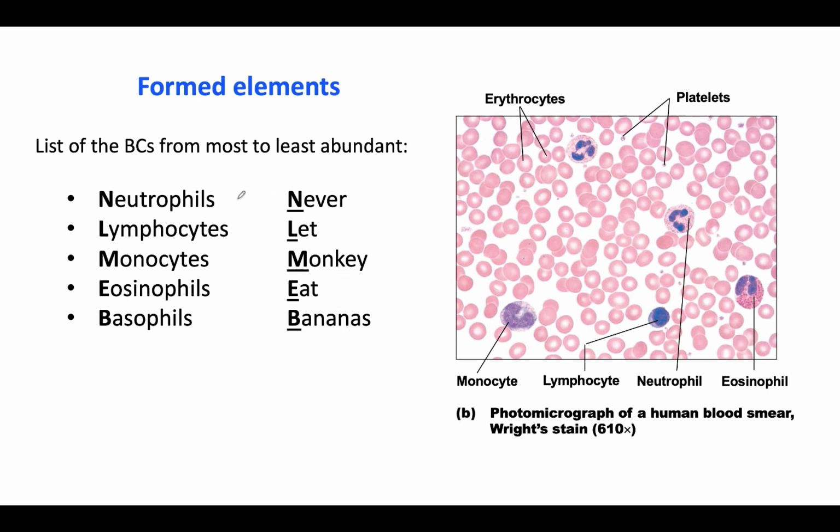Never, N represents neutrophil. Let, L, lymphocyte. M, monocyte. E, eosinophil. B, basophil. So this is the easy way to remember the formed element.